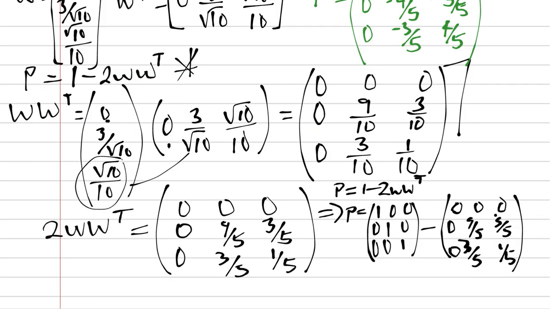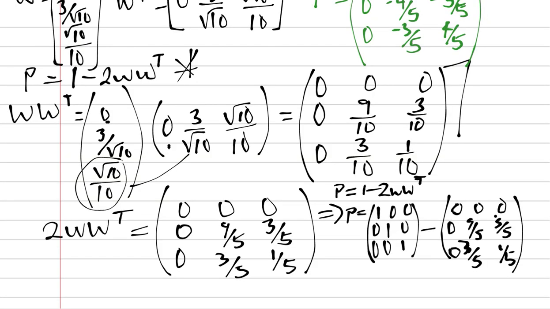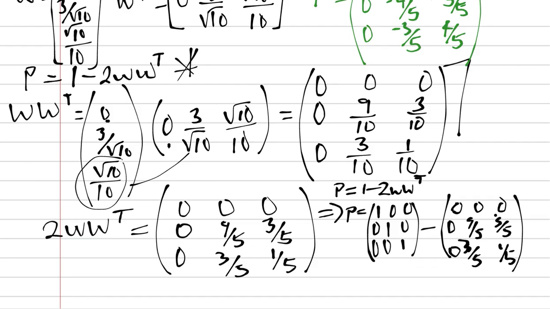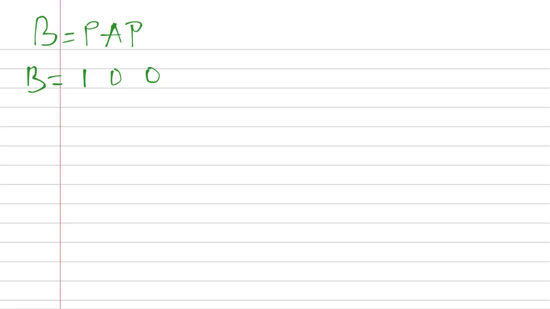What's the value of our P? We've gotten that, so you can rewind the video to get our P. Our P is 1 0 0, then 0 minus 4 over 5 minus 3 over 5, then 0 minus 3 over 5, 4 over 5. I'm talking about this value here.